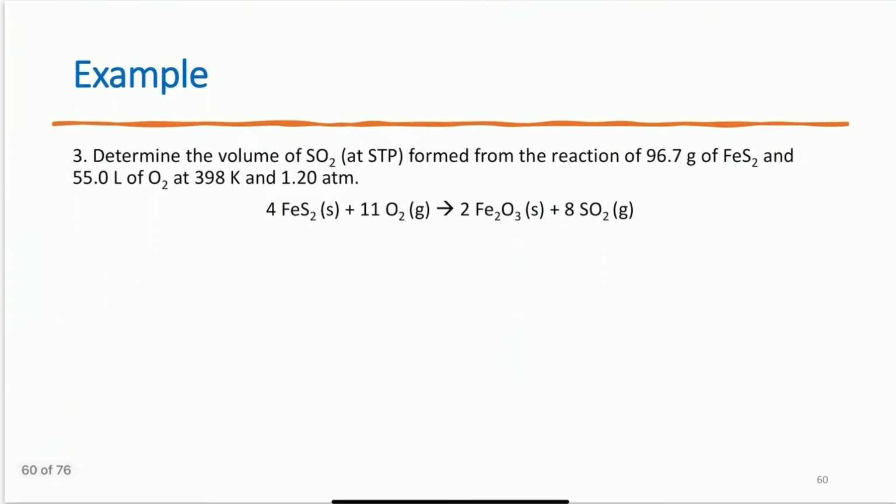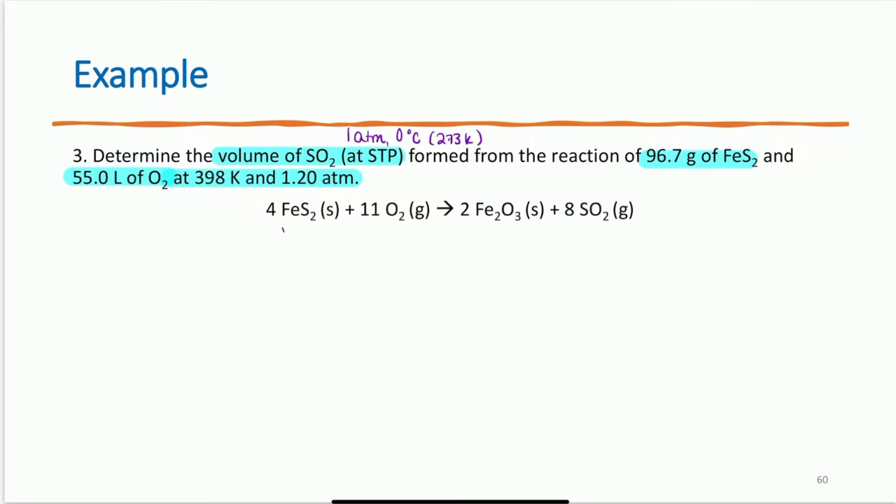Determine the volume of SO2 at STP formed from the reaction of 96.7 grams of FeS2 and 55.0 liters of O2 if the O2 is originally at 398 K and 1.20 atmospheres. Lots going on in this question. So first, trying to find volume of SO2 at STP, which means 1 atmosphere, 0 degrees C, or 273 K. I'm reacting 96.7 grams of FeS2, 55 liters of O2, and the O2 is at 398 K and 1.20 atmosphere.